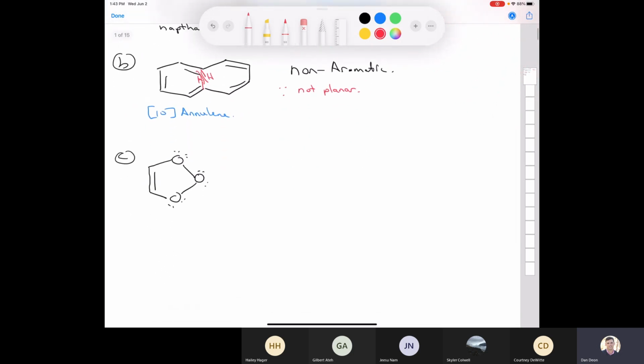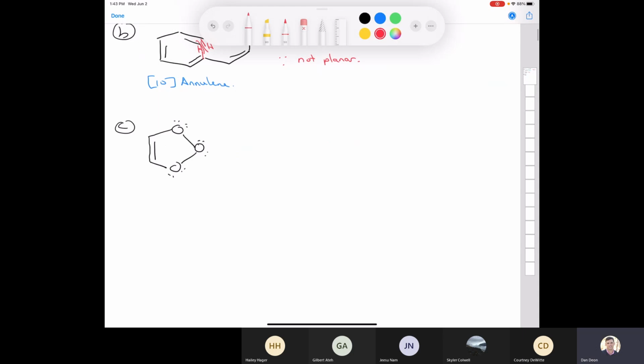If I move on to the next compound, C, would this be an aromatic compound or a non-aromatic compound? What about C? This one's a little more challenging, isn't it? Because you only have one pi bond in the whole molecule, but it's non-aromatic.